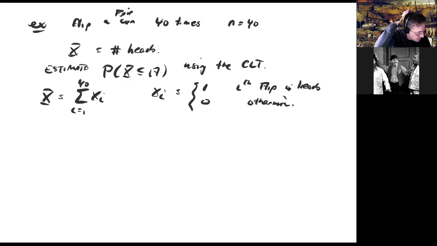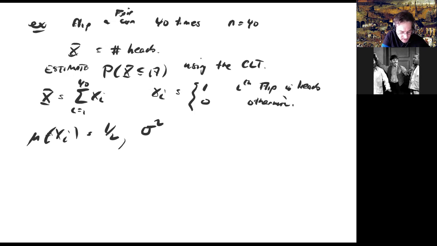So we know that in this case the xi's are IID. They're independent, identically distributed random variables. It's just a coin toss. So the mu of xi is 1/2 for all i, and sigma squared we can actually compute. We did compute it at one time for a coin toss, but let's do it again. It's the variance of xi, which is E of xi squared minus E of xi quantity squared.